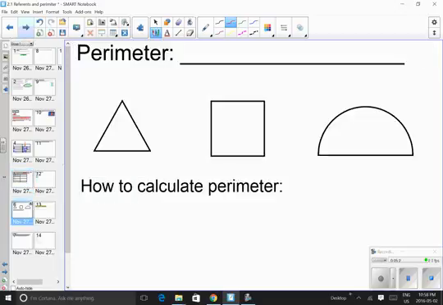All right, so now that you're comfortable with measuring and estimating, we're going to talk about perimeter, which is kind of the second most basic way to measure something. Just as a reminder, perimeter is the distance around.